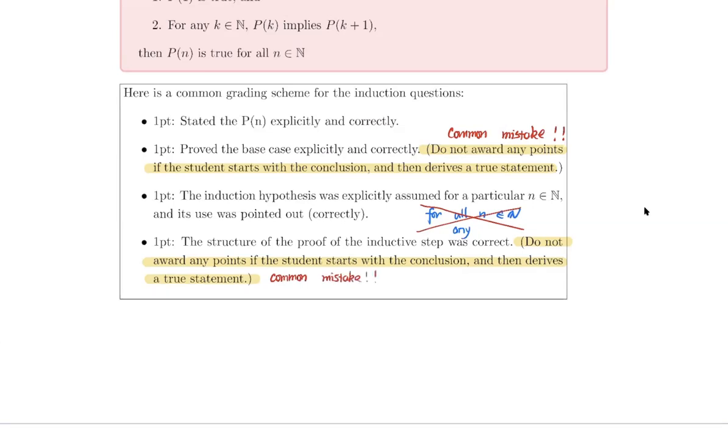All right, any questions so far? Question? Nope, okay. If no question, this is the end of the tutorial.